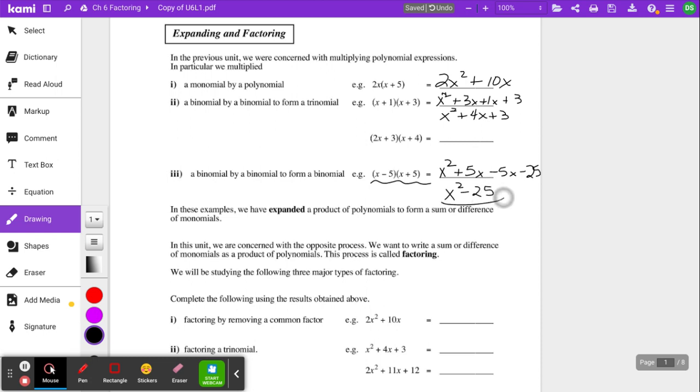This is a fun one. We'll be talking about that. Those are going to be called a difference of two squares. Difference means subtract, two squares, and it's going to factor nicely. In these examples, we have expanded a product of polynomials to form a sum or a difference. In this unit, we are concerned with the opposite process.